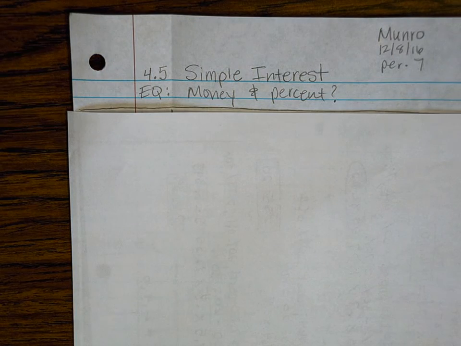4.5 is where we're at, and it's the last one. So simple interest. Our essential question is still money and percent. How are these related? How can we solve problems? Make sure you guys put your name, date, class.